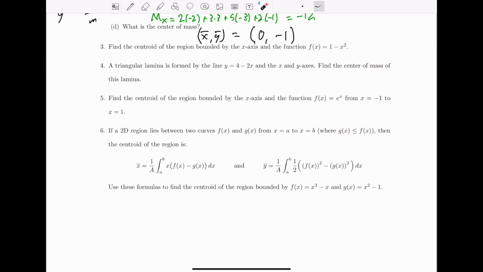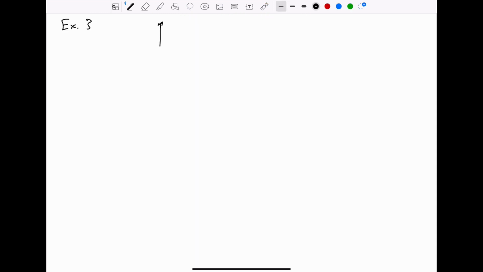Take a look at example 3. We want to find the centroid of the region bounded by the x-axis and the function f of x equals 1 minus x squared. Let's go ahead and draw what this looks like. So the function 1 minus x squared is a parabola opening downward. Looks something like this.